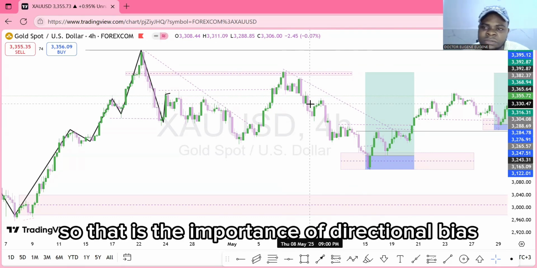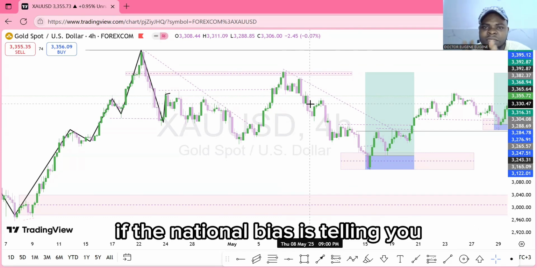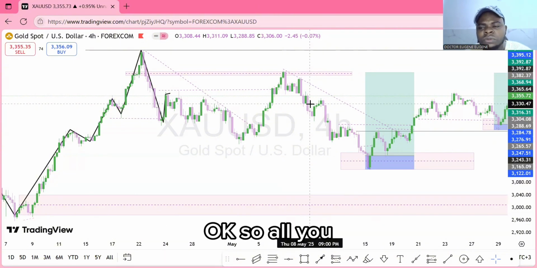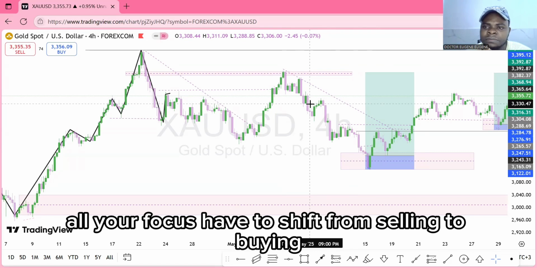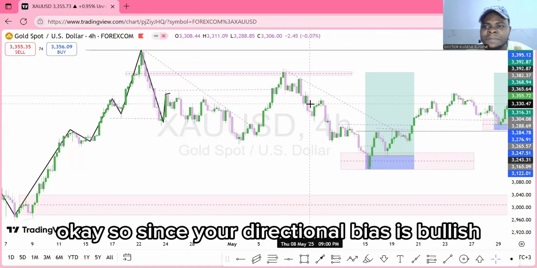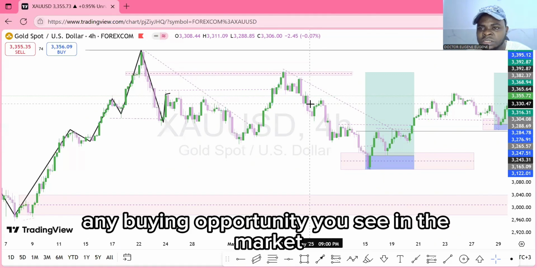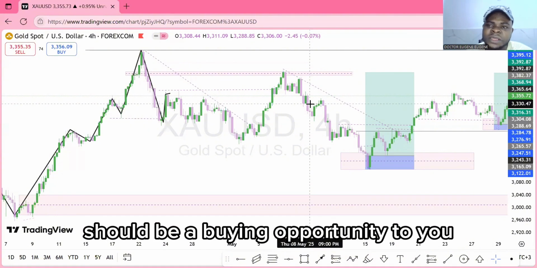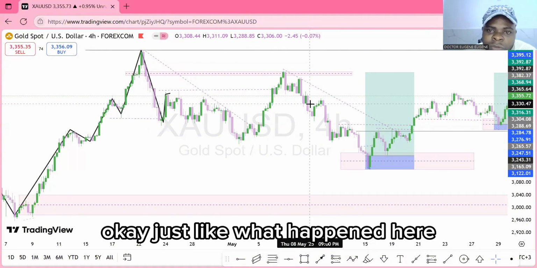So that is the importance of directional bias. If directional bias is telling you that the market is bullish, okay, all your focus has to shift from selling to buying, because the directional bias is bullish. Okay, so since your directional bias is bullish, any selling opportunity you see in the market should be a buying opportunity to you. Okay, just like what happened here.